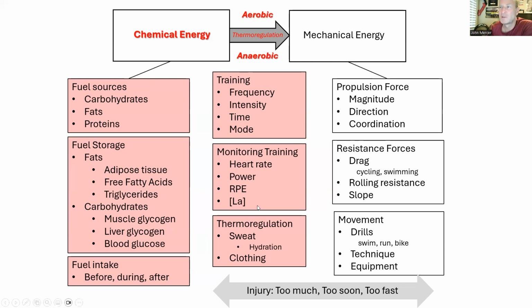And then we also spend quite a bit of time talking about different training concepts. How do we make this aerobic pathway operate better, faster, or a bigger capacity? How do we make the anaerobic pathway operate faster or with a bigger capacity? Well, that's where we start talking about training programs and frequency, intensity, time, mode. We talk about monitoring training, using heart rate, looking at power, that we have in terms of different instruments we can use, RPE, rating of perceived exertion, or even talking about lactate levels in the blood.